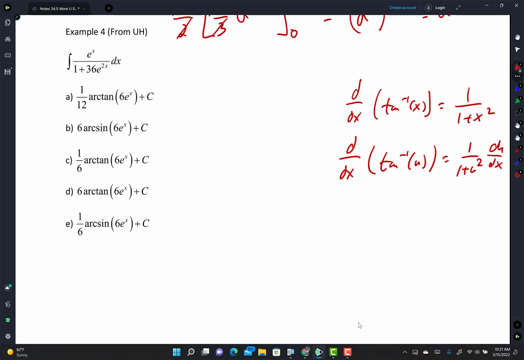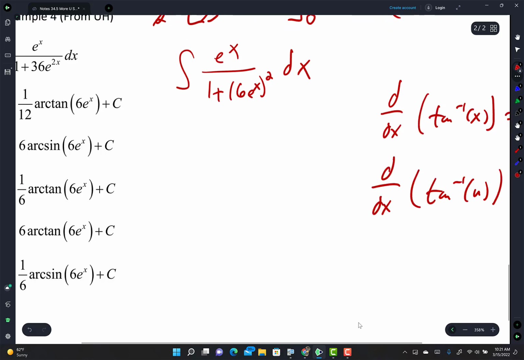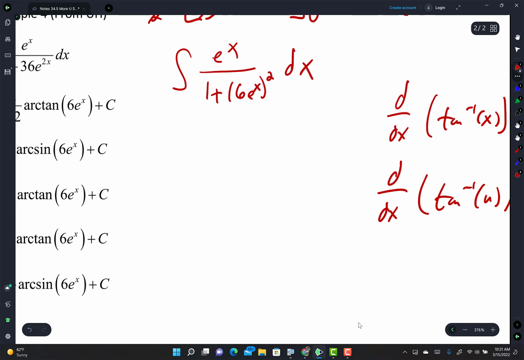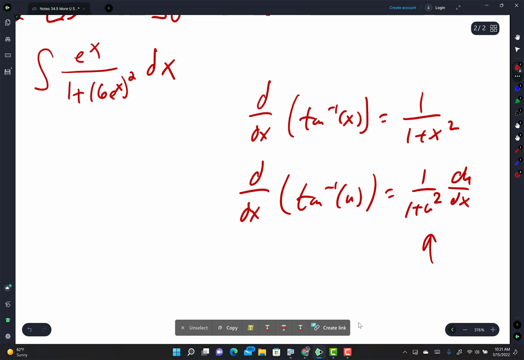All right, here we go. If I'm going to have a square on it, if I want to make it look like this, I'm going to rewrite that integrand like this, guys. e to the x times (1 plus (6e to the x) squared) dx. Does everyone see how I made it look like that? Because I want to make it look like one of these. I want to make it in this form. Cool or not cool?